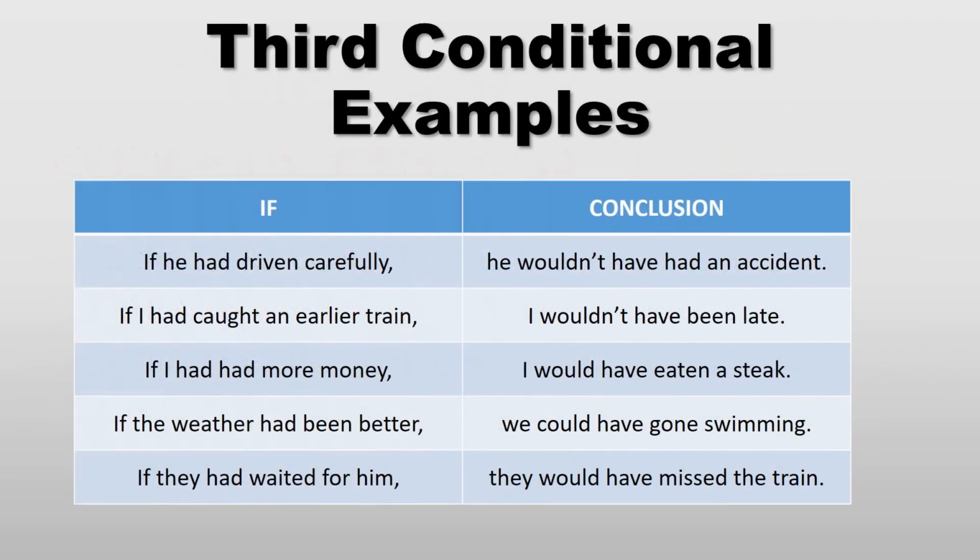Here are some third conditional examples. If he had driven carefully, he wouldn't have had an accident. If I had caught an earlier train, I wouldn't have been late. If I had had more money, I would have eaten a steak. If the weather had been better, we would have gone swimming. If they had waited for him, they would have missed the train.